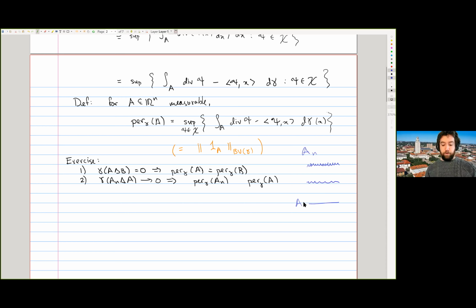So the perimeters don't converge to the perimeter, but you do have an inequality. The lim inf as n goes to infinity of the perimeters is larger than the perimeter of the limit.